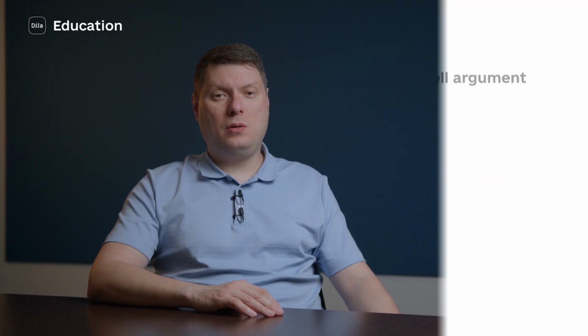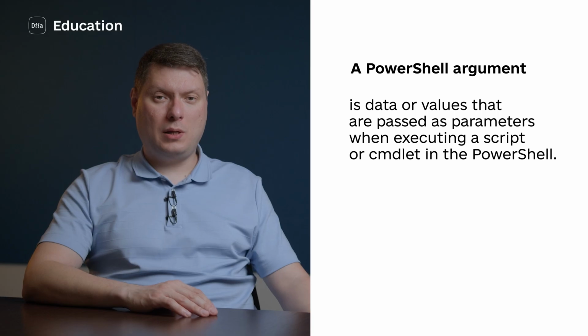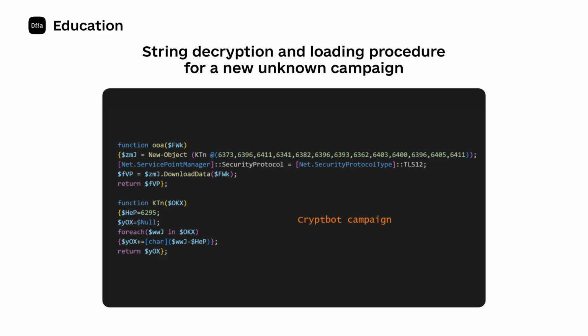A PowerShell argument is data or values that are passed as parameters when executing a script or commandlet in PowerShell. Arguments allow you to change the behavior of scripts and commandlets, making them more flexible and customizable. Thus, by analyzing these arguments, Cisco Talos learned that the attacker was in fact CoralRaider.